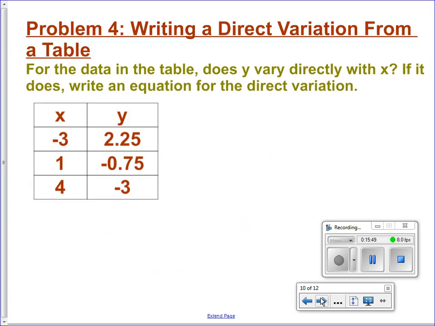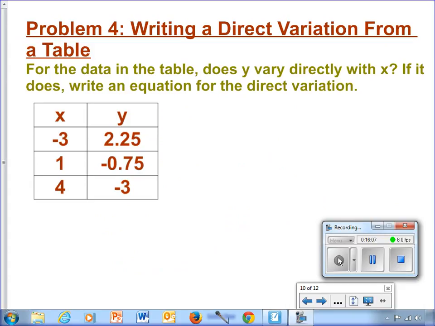All right, problem number 4, writing a direct variation from a table. For the data in the table, does y vary directly with x? If it does, write an equation for the direct variation.